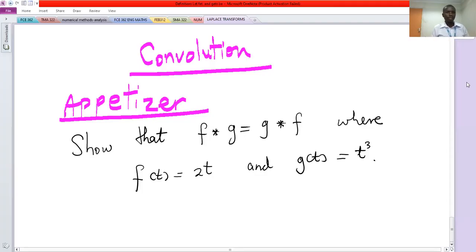So welcome back. In this session, we are going to do an example on how to show that the commutative property works for convolution. So let's see the equation. The equation is: show that the convolution of f and g is the same as g convoluted with f, where the function f is 2t and the function g is t cubed. So let's show this.